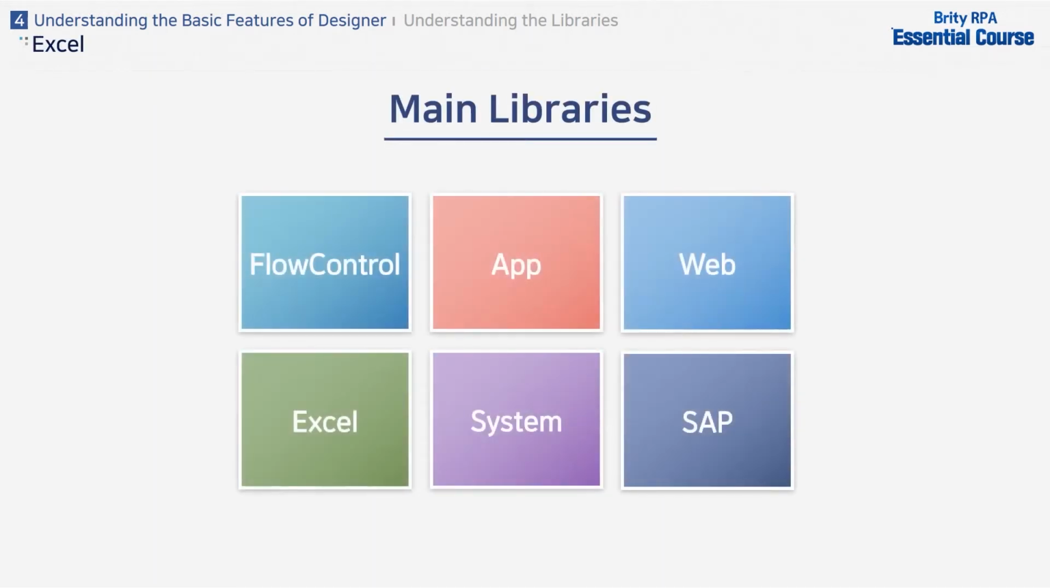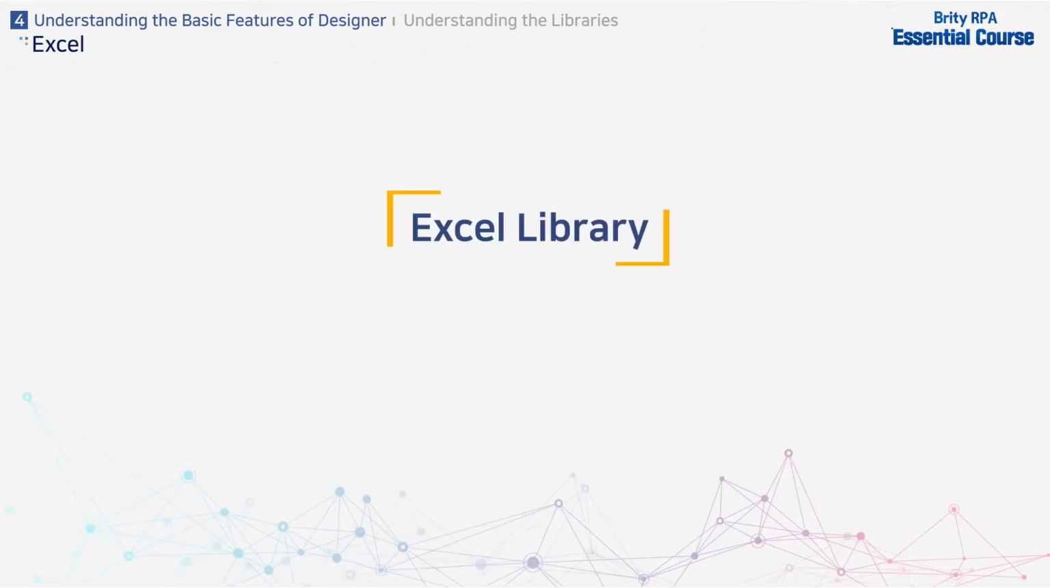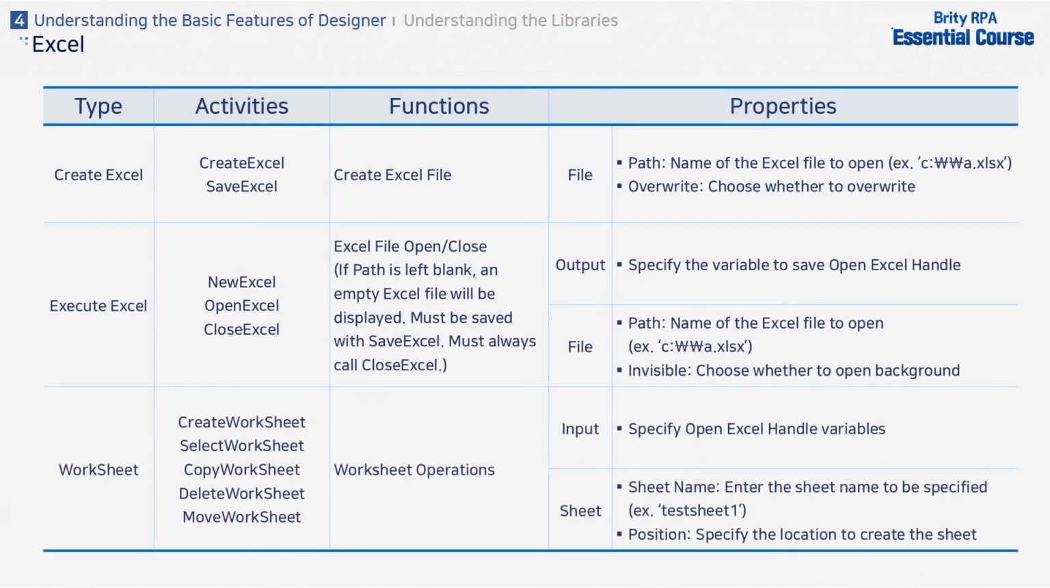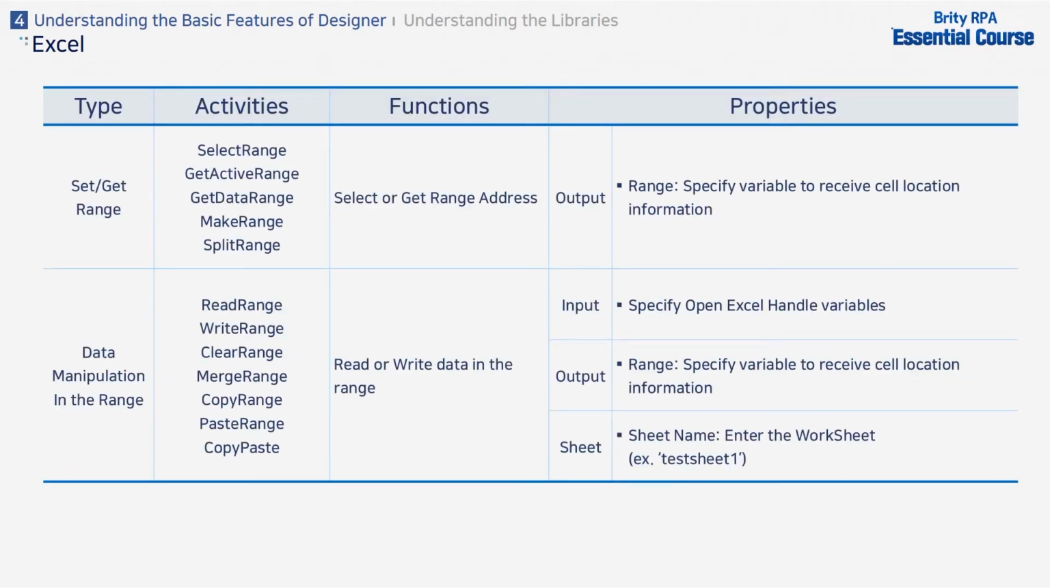Next, let's look at the activities of the Excel library. The Excel library is a set of activities that controls the Excel documents and consists of activities for creating new documents and opening existing documents for editing and saving. Looking at the main activities, there are activities to create and run new Excel documents, and activities to create, copy, delete, and move worksheets. Also, there are activities related to getting range, reading, and writing.